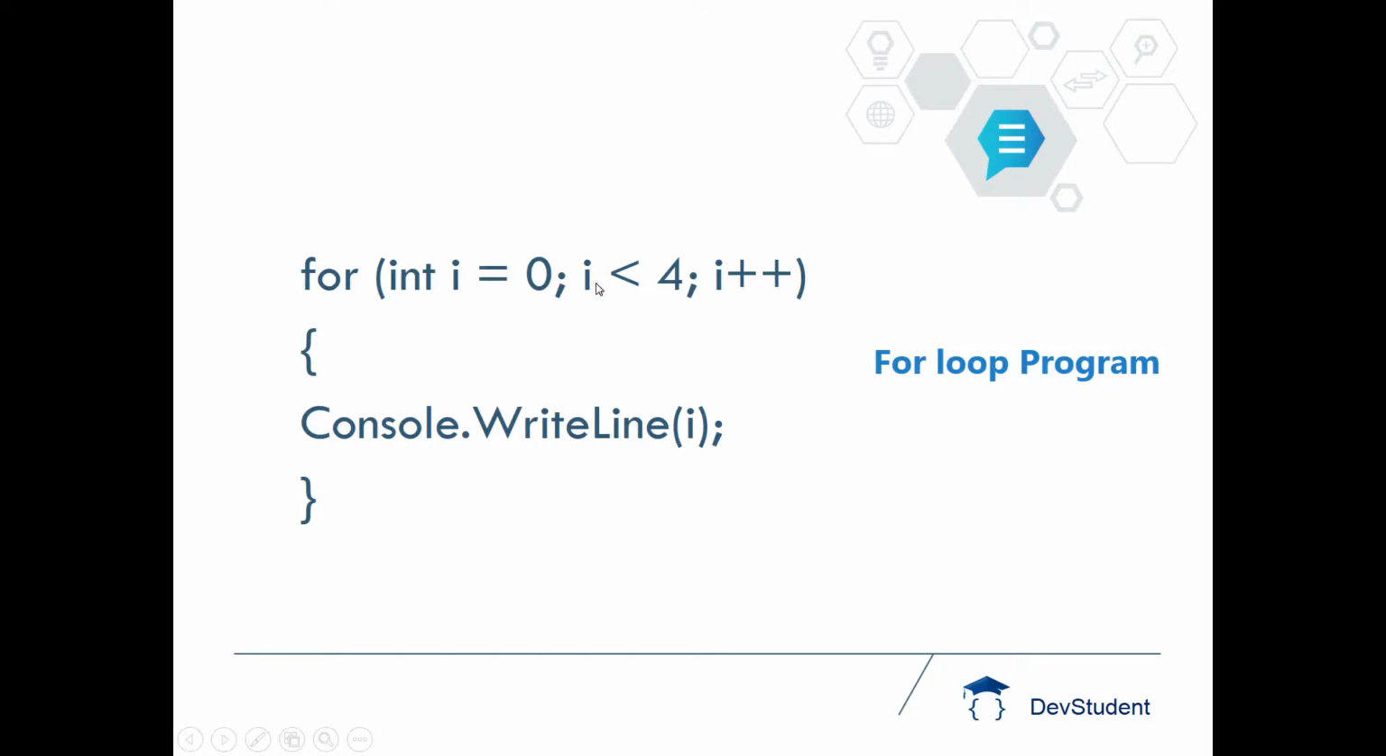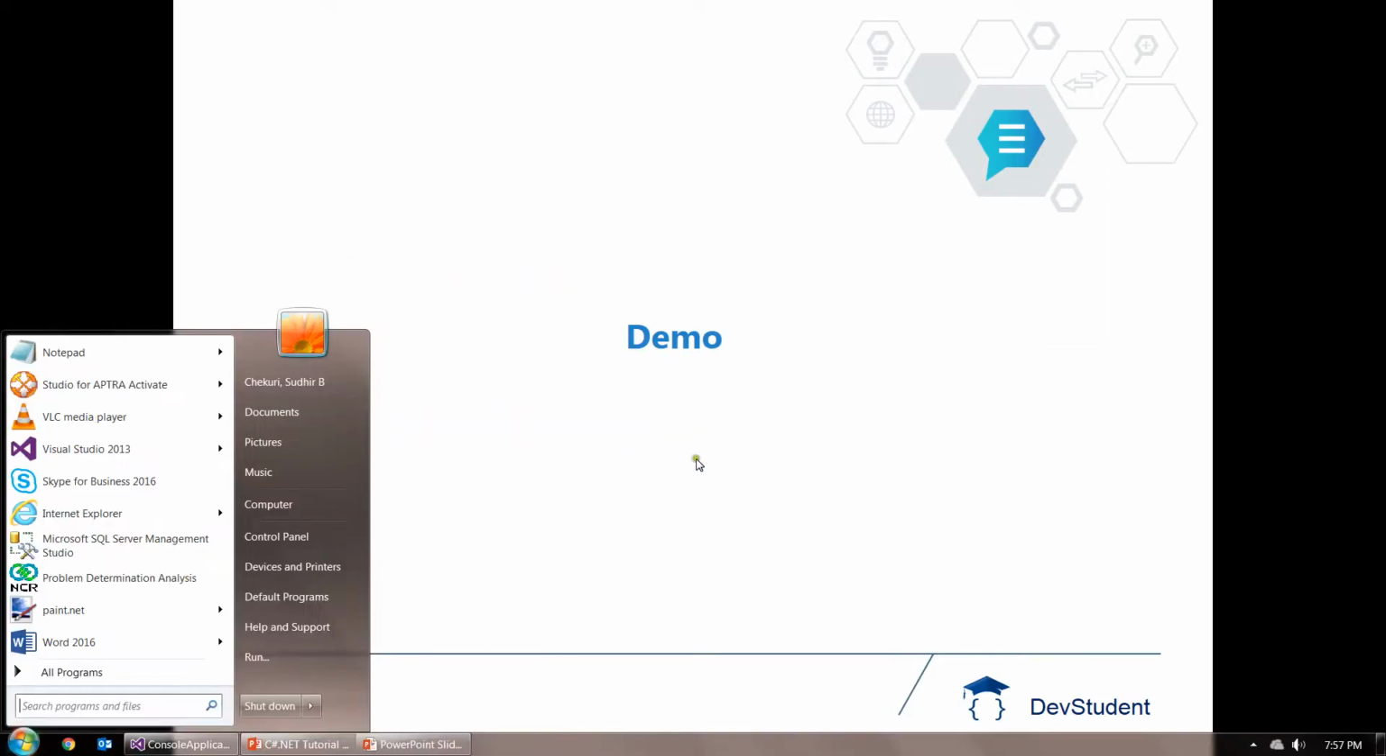1 less than 4, it is satisfied. Again the loop is repeated and the code will be executed. The number will be printed. Next time i++, 2 less than 4, 3 less than 4. When it comes to 4 less than 4, the loop will stop and the printing of the message will be stopped. That's how a for loop works. I'm going to show the same example in my Visual Studio in my demo.